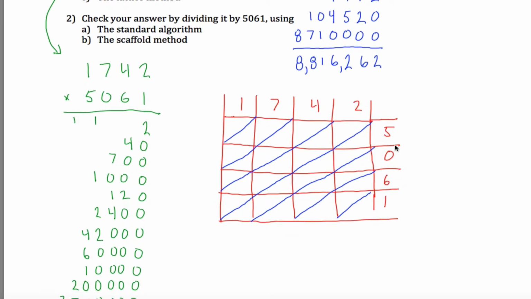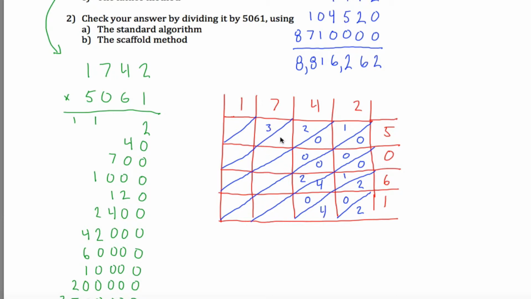So 5 times 2 is 10, but I'm not going to write the number 10. I'm going to put a 1 up here and a 0 here. 2 times 0 is 0, so I'll write that like this. 2 times 6 is 12, so I'll write that like that. 2 times 1 is 2, so I'll write that like that. 4 times 5 is 20. 4 times 0 is 0. 4 times 6 is 24. 4 times 1 is 4.